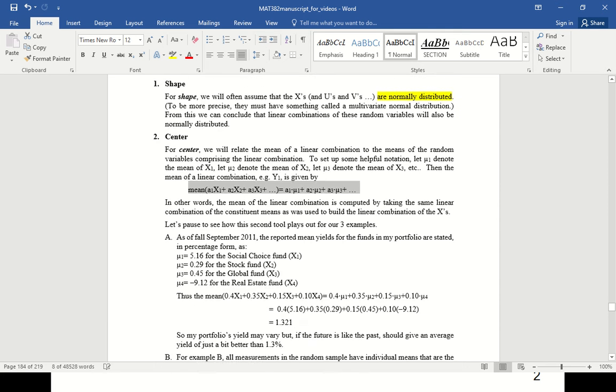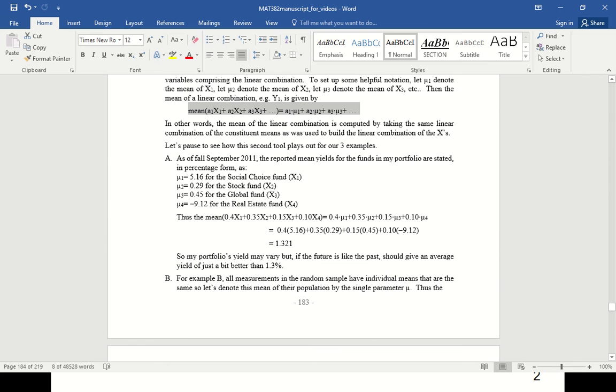So let's go ahead and pick up the example that we had previously in terms of the social choice one. What we had was that social choice had a mean of 5.16, 0.29 for stock, 0.45 the global fund, and negative 9.12 for real estate. So it was losing money at the time. So what you do is you take, remember our balance was 0.4, 0.35, 0.15, or 0.10. We plug in the means, and it turns out that we get 1.321. So the portfolio's yield may vary, but it should give us an average of about 1.31%.